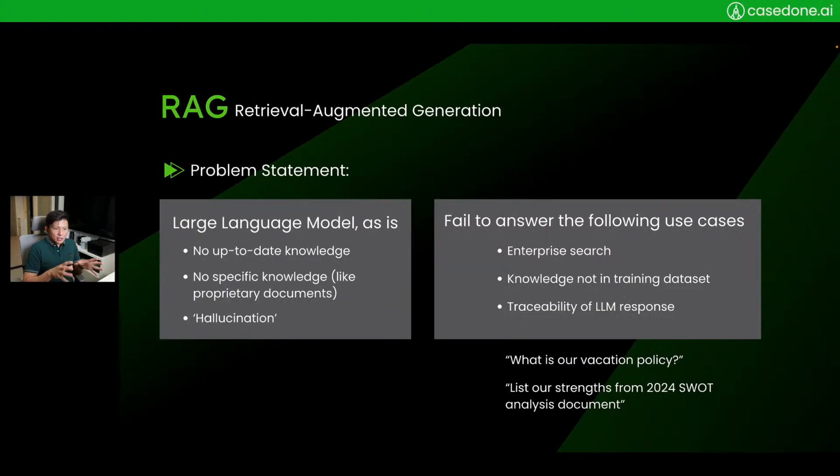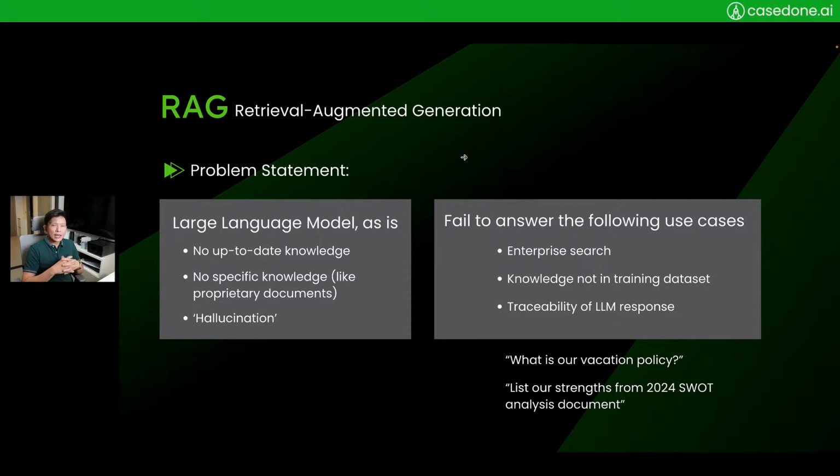Then that actually brings us to the last topic. Cohere's Command R has an ability to do really well at RAG. And what is RAG actually? RAG stands for retrieval augmented generation. Let's start with the problem statement.